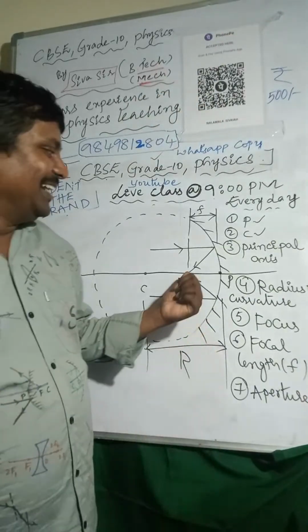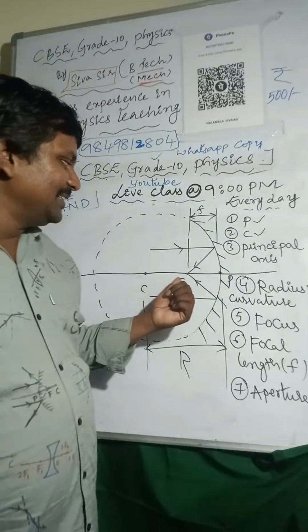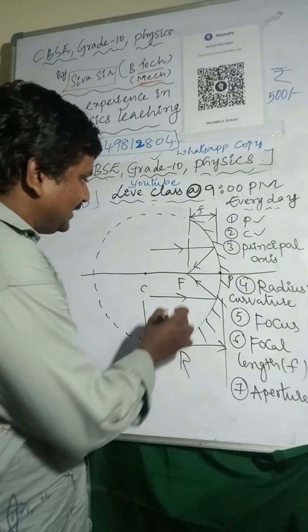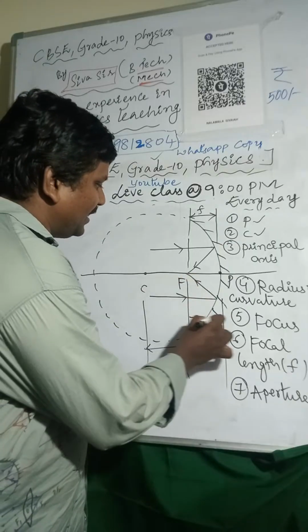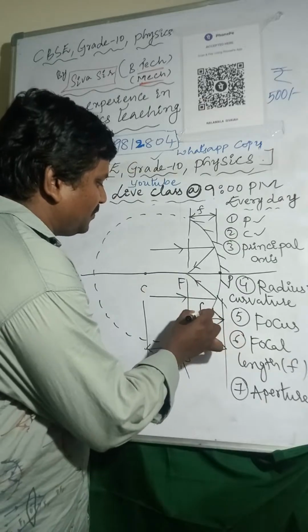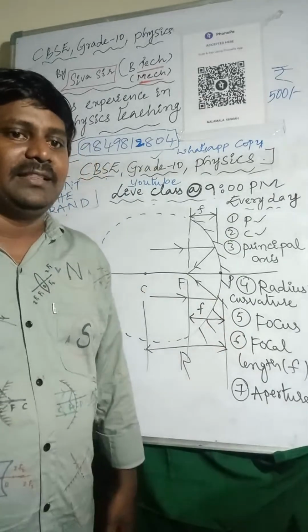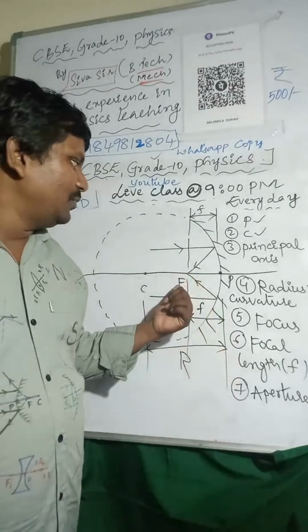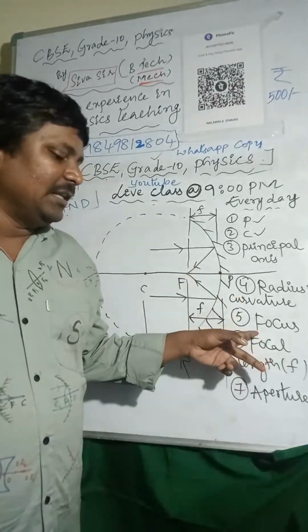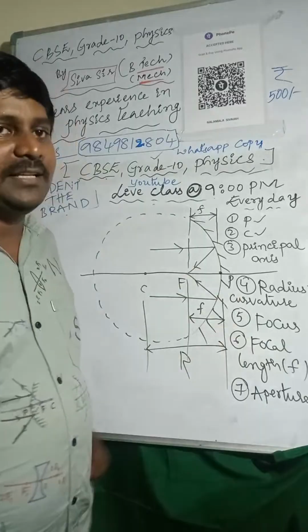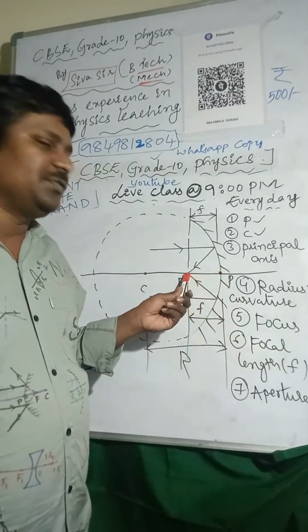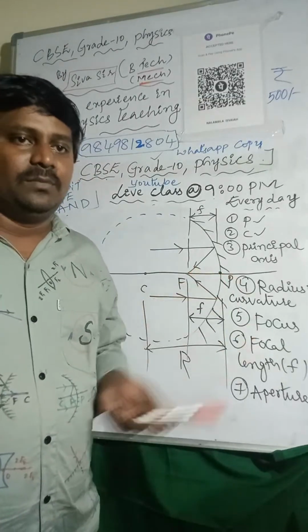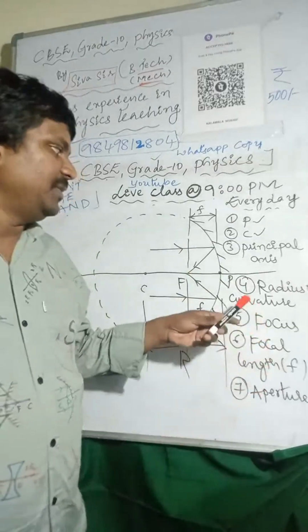Here I am considering the distance between focus and pole. This distance is called focal length. The distance between focus and pole is the focal length. This point is also called the principal focus, with capital letters, but we are talking about simply focus.